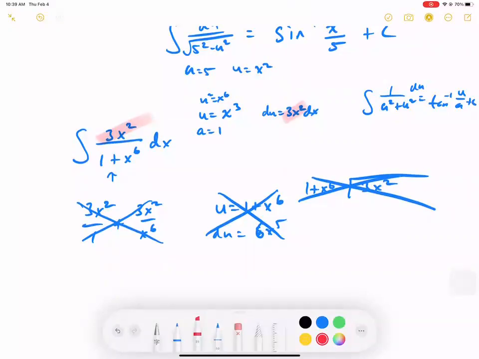So we only have one variable, u. When you take the integral, you can't have two variables. So we're left with an integral of 3x squared over 1 plus u squared, and we add du over 3x squared.